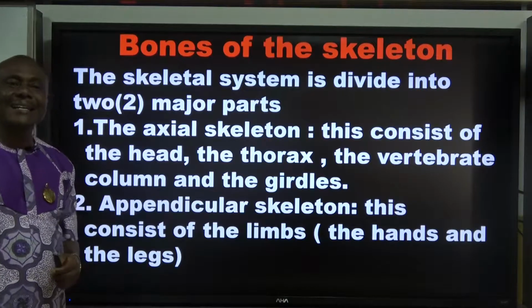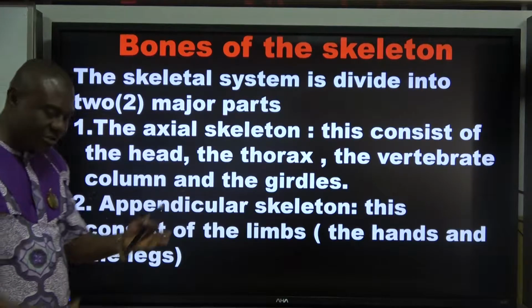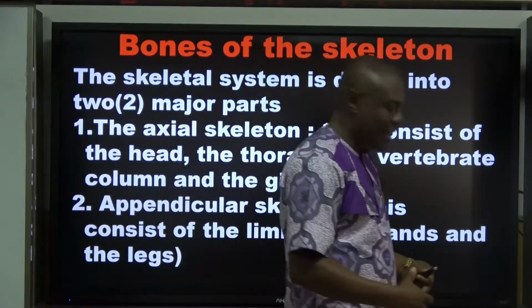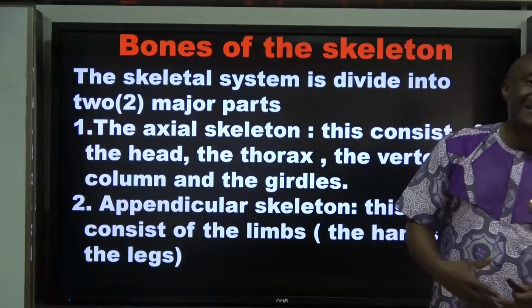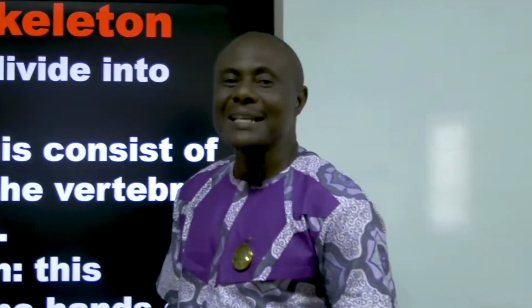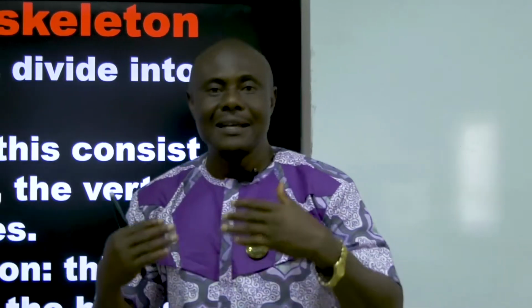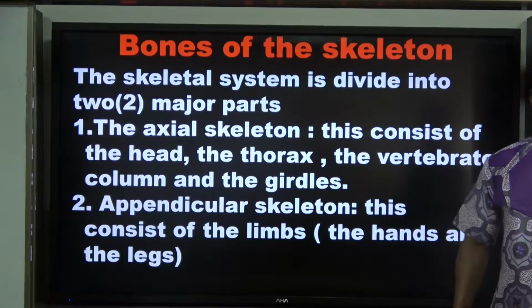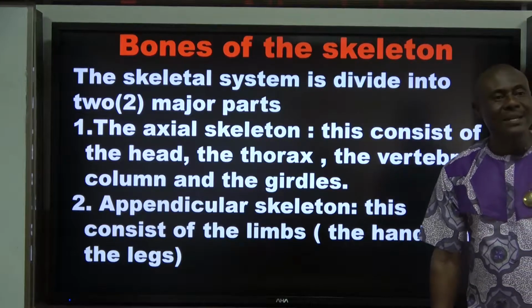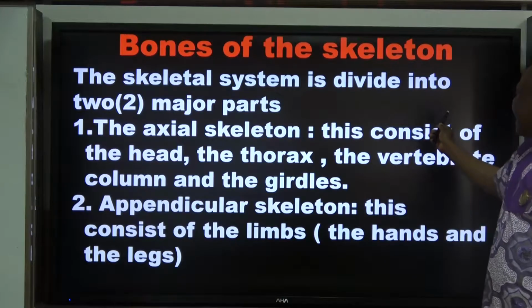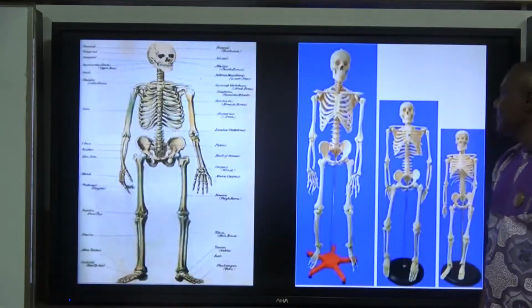The axial skeleton is that part of the body that ranges from the head to the thorax and to the hip girdle. That is the axial skeleton. And the appendicular skeleton is that part of the body that is made up of the limbs and the limb girdle. That is the forearm and the legs. Those are the appendicular skeleton. And we're going to look at them one at a time. Let's start with the axial skeleton.